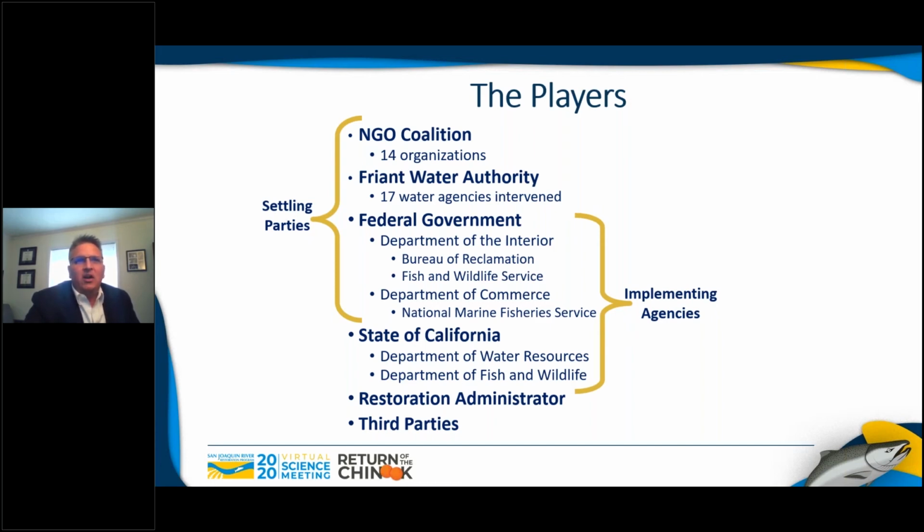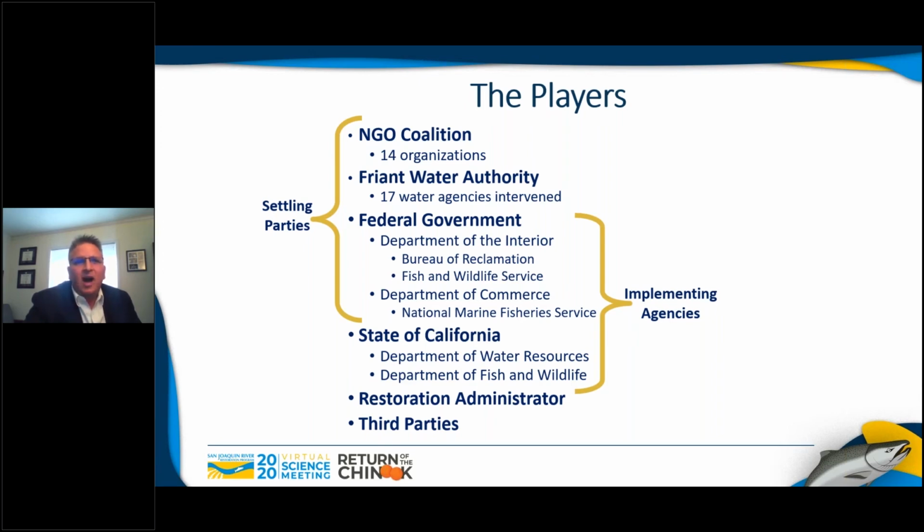We have the NGOs. These are the plaintiffs representing the environmental conservation and fishing interests led by NRDC. We have the Friant Water Authority with their 17 water and irrigation districts that made up Friant in 2006. We have the federal defendants, the Department of Interior, Bureau of Reclamation, Fish and Wildlife Service, and then the Department of Commerce, National Marine Fisheries Service. And then we have two state entities, the state of California and the Department of Fish and Wildlife and the Department of Water Resources, which entered into a memorandum of understanding with the federal government to implement the settlement.